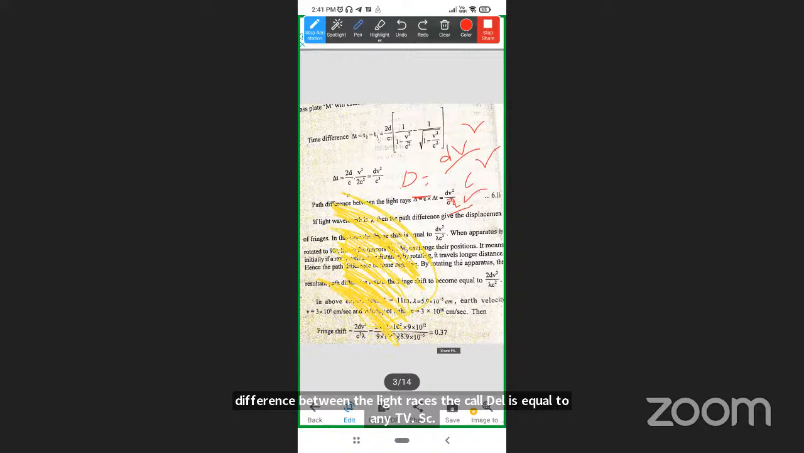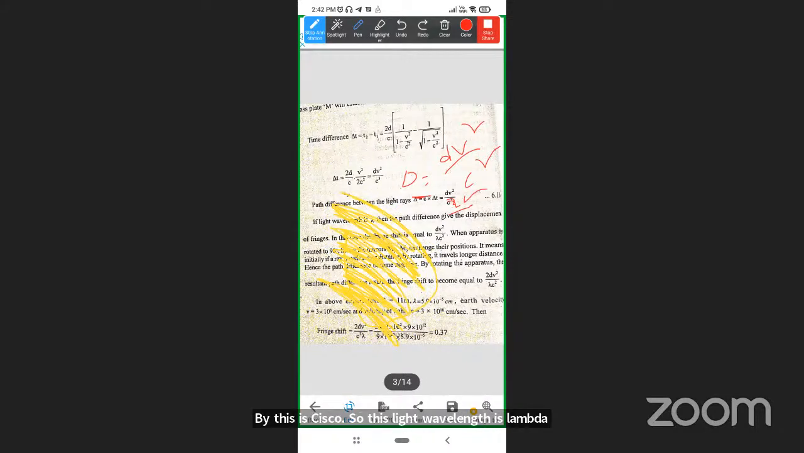So this light wavelength is lambda. Don't write. Why are you writing? Any doubts, you ask. If you are not interested, you can leave it.